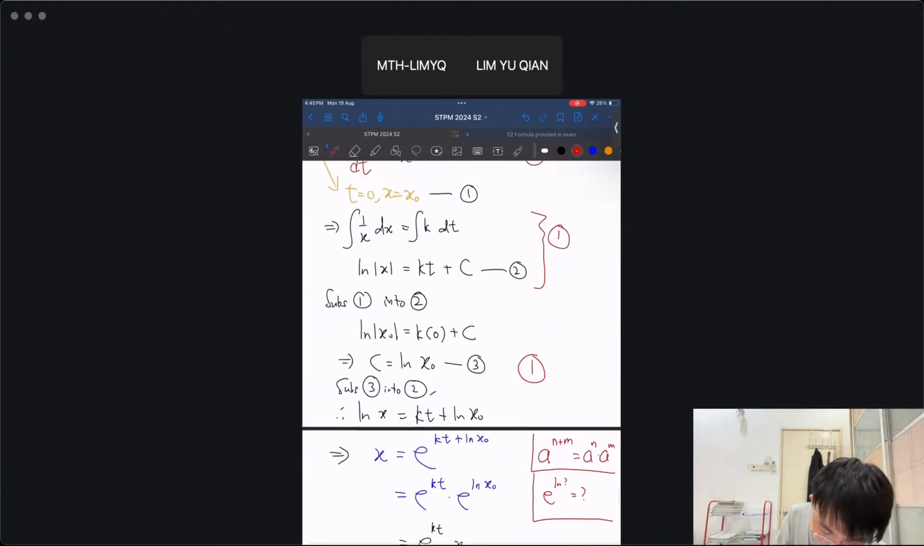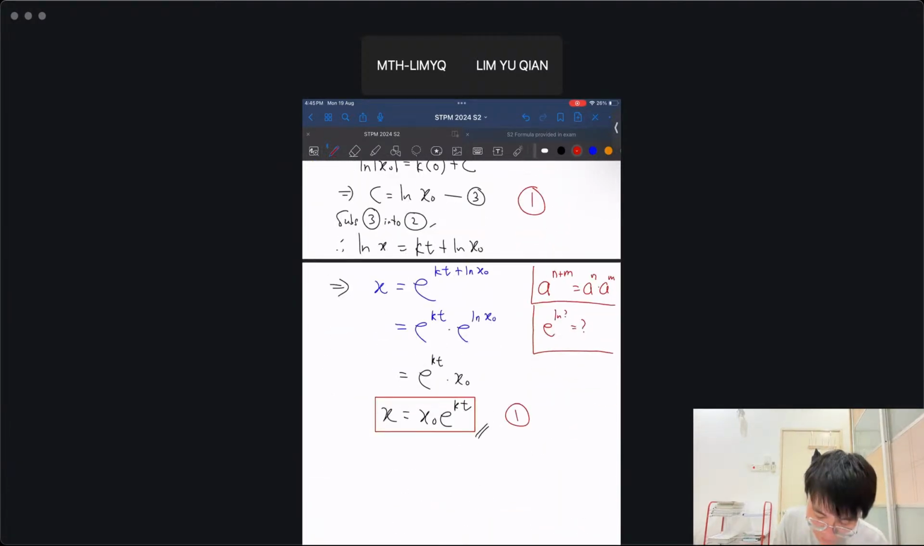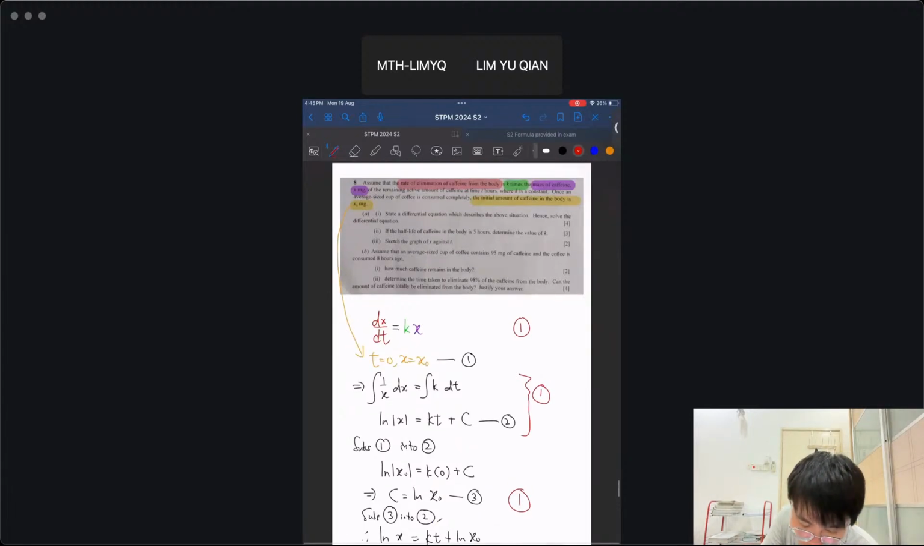Okay, if you know the condition is 0 and x naught, then that's another 1 mark. Okay, final answer. If the half-life of the caffeine in the body is 5 hours, determine the value of k. This one has something to do with physics or chemistry, right? Half-life you all learn in physics only. What does it mean by half-life? Half-life is the time for the mass to drop to half of its original. Determine the value of k.